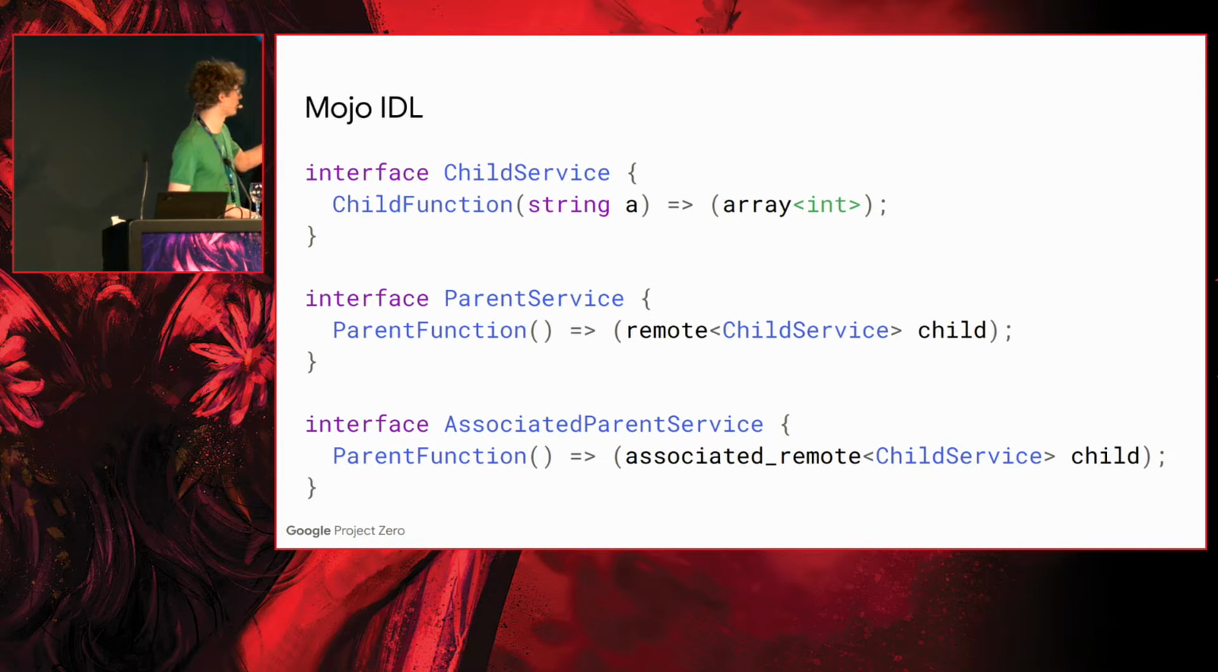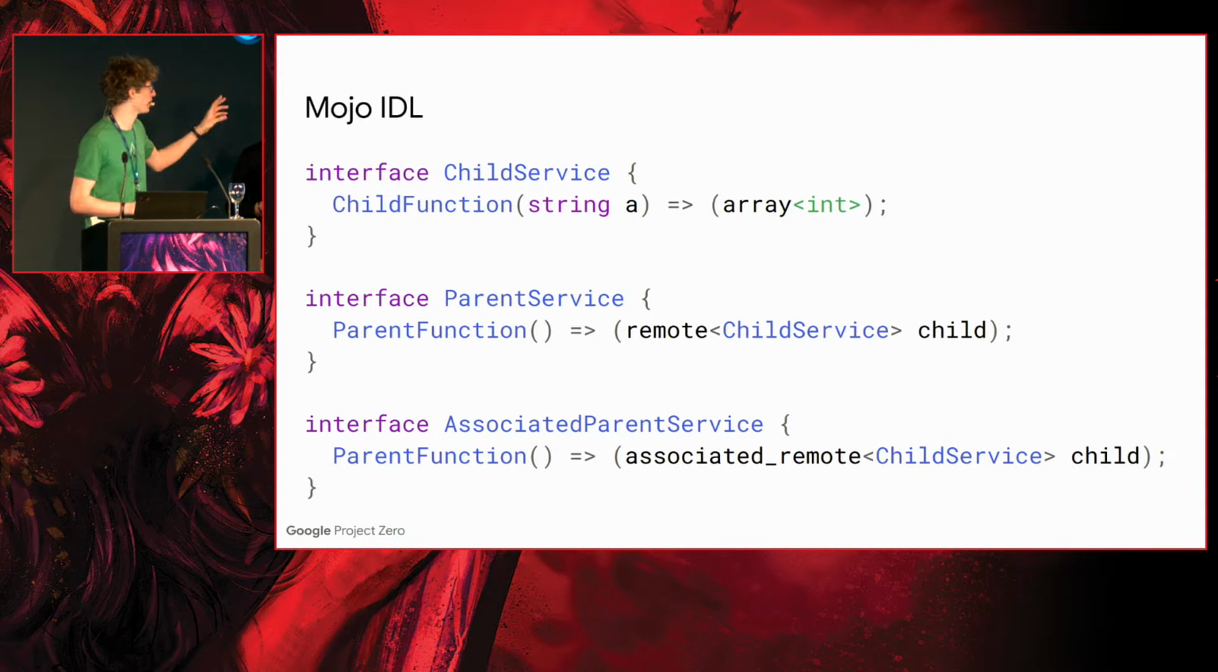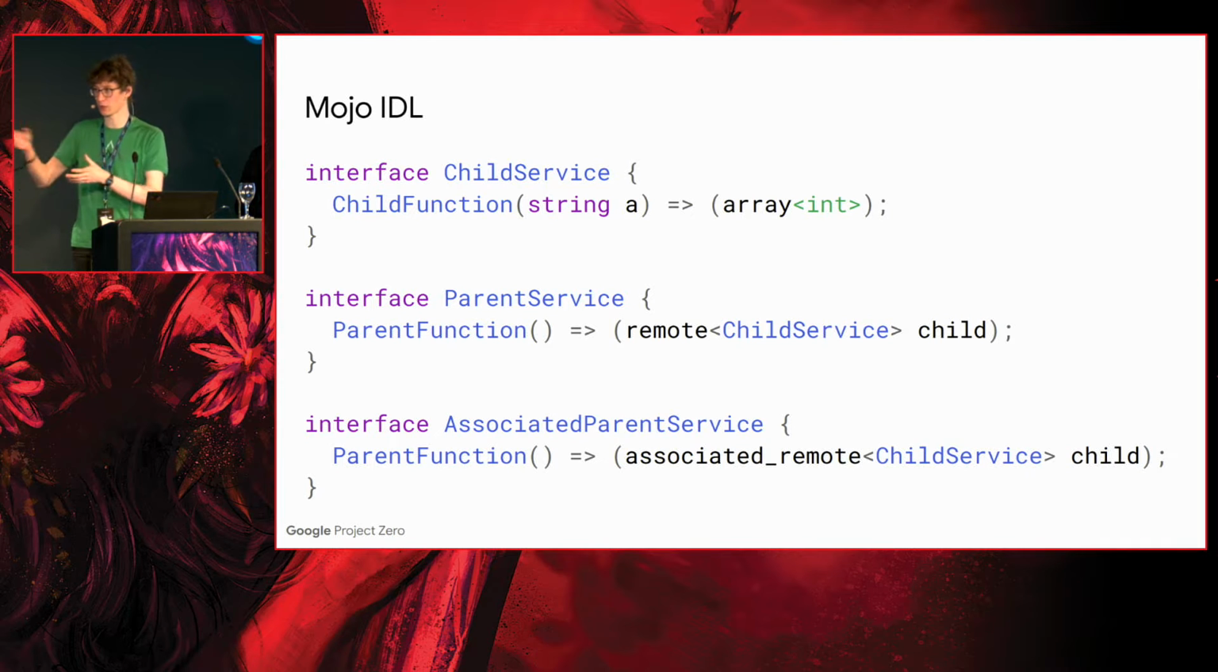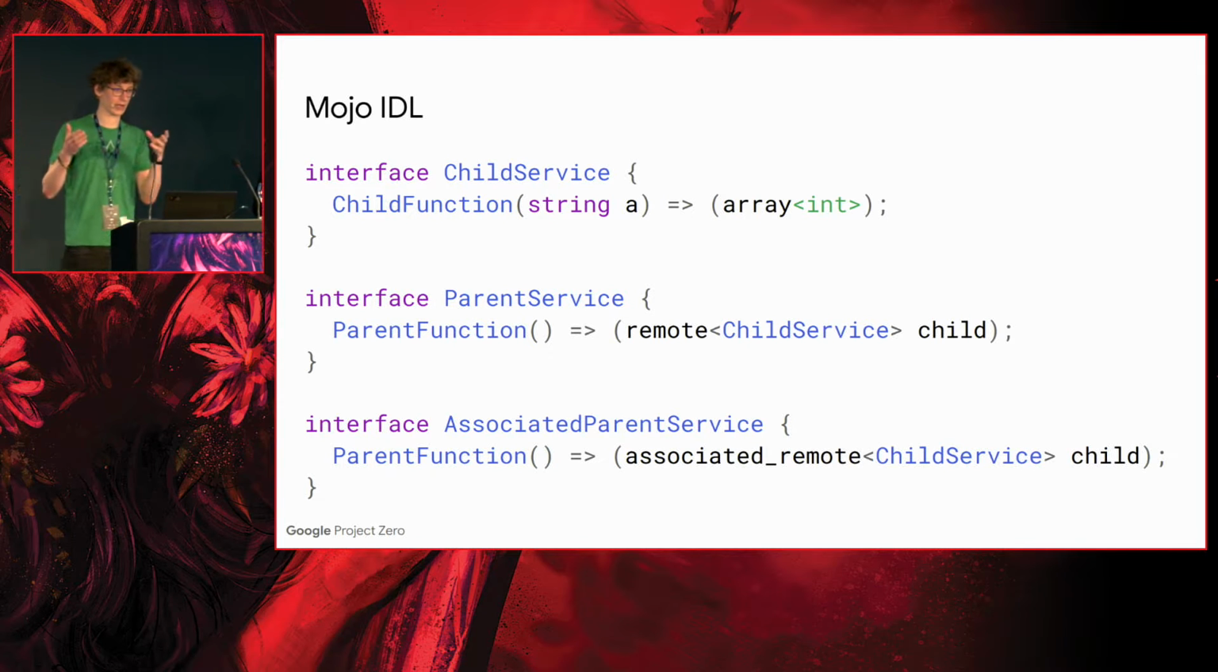The bottom two examples are a little more interesting. Those would be interfaces where they actually return a handle to another service. And there's an important difference between the two, which is the top one that returns a remote, and a remote is like a service binding which has its own message pipe. And an associated remote is like a handle to a service where you're actually sharing a message pipe between the parent interface and the child interface. And we'll see some examples of that in a little bit.